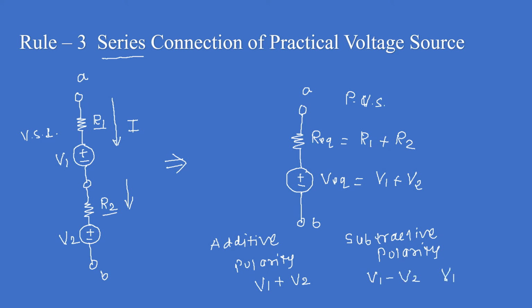But the condition is that V1 is greater than V2. If V2 is greater than V1, then I will write V2 minus V1. Whatever may be the polarity of V1, I will assign here, and whatever may be the polarity of V2, I will assign here. So this point is to be taken care of when we add two voltage sources: the polarity.